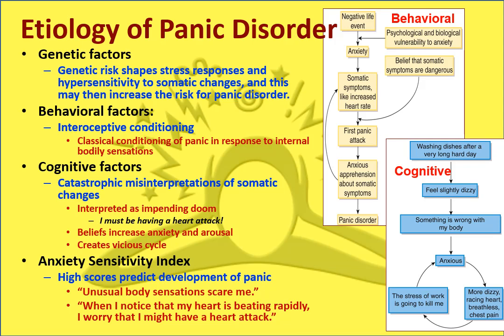Cognitive factors: catastrophic misinterpretations of your somatic changes. I think I'm going to die. That's enough to make you panic. And then if you have what they refer to as a high score on the anxiety sensitivity index, unusual body sensations scare you. As soon as your heart starts beating rapidly, you worry you might have a heart attack and so forth. So if you look on the right, there's two feedback loops, the behavioral and the cognitive. I'll give you a moment just to look at those.